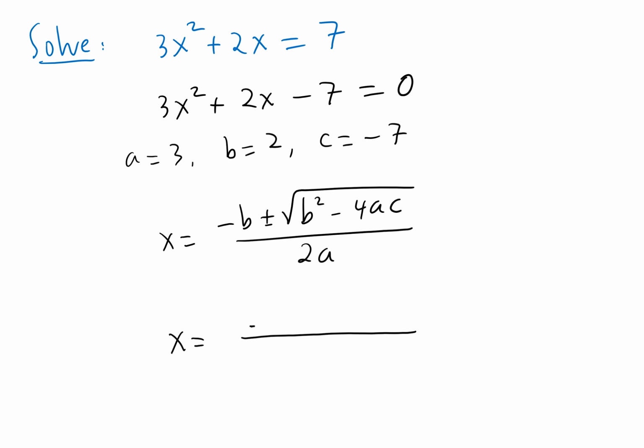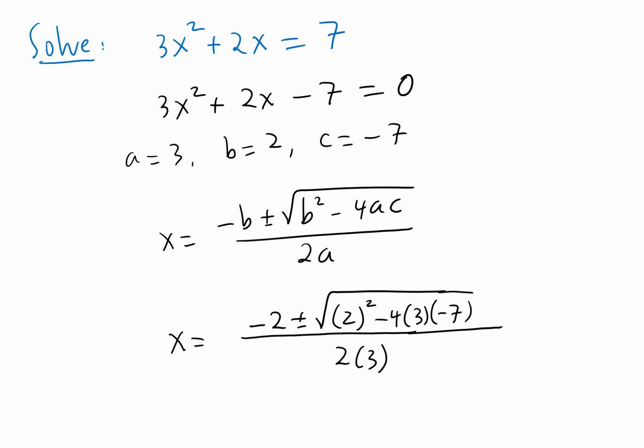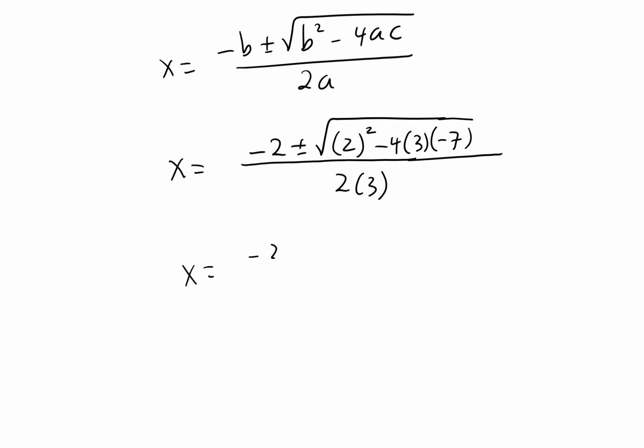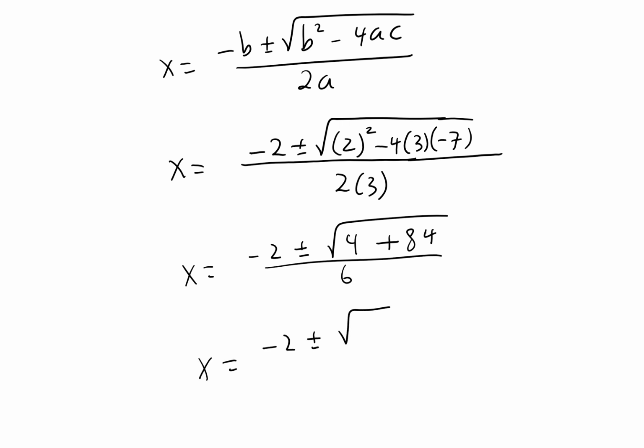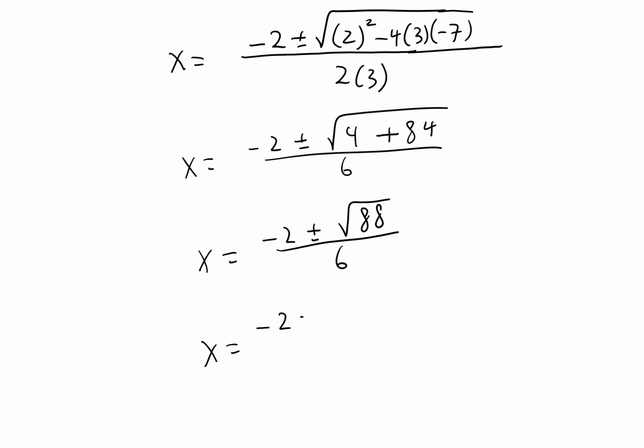x equals negative 2 plus or minus the square root of 2 squared minus 4, where a is 3 and c is negative 7, over 2 times 3. So now to simplify this, x equals negative 2 plus or minus the square root of 4 plus... 4 times 3 is 12. What's 12 times 7? 84. So 4 plus 84 is 88, over 6. So x would be negative 2 plus or minus the square root of 88 over 6.